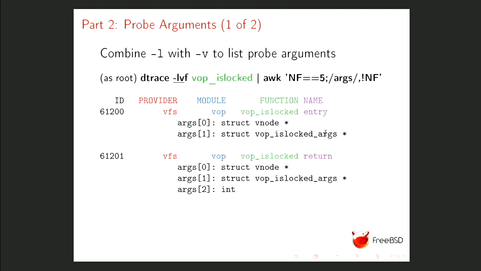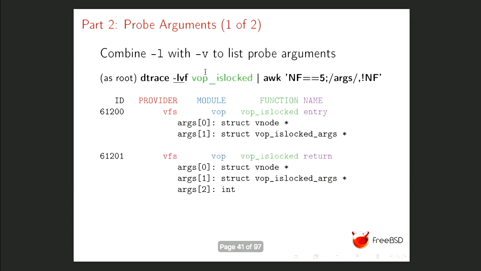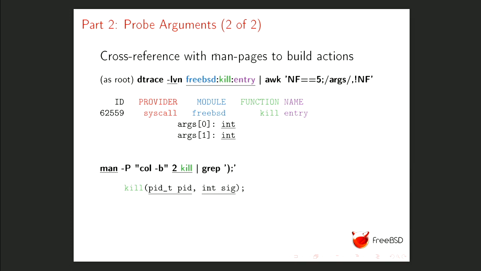So VOP is locked entry has a vnode and this opaque args list. The return, again, has the same vnode, which may have changed, just a minor note, and VOP is locked args, opaque, and an int, which is probably the return. So cross-reference with the man page. Here I'm going to walk you over the next two slides, actually extracting information from kill(2), man 2 kill. So to put this all together, to bring it home, ask dtrace what the args are.